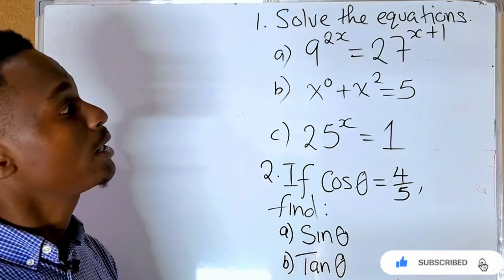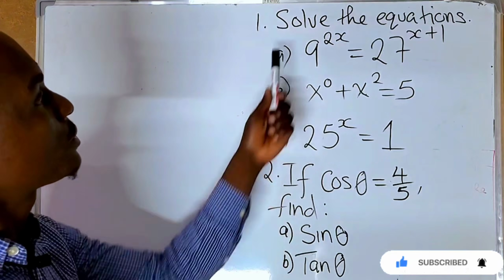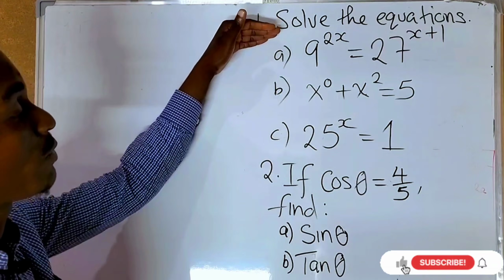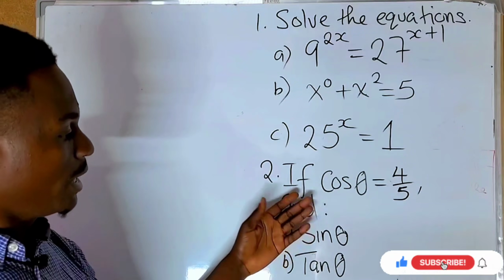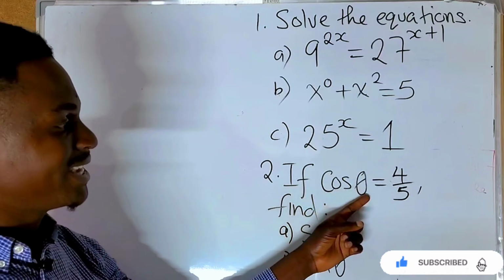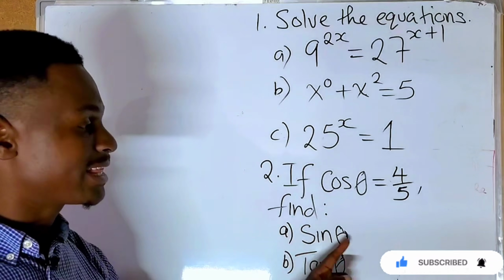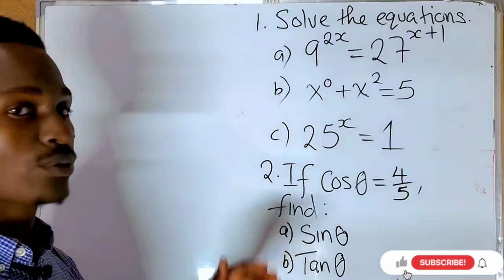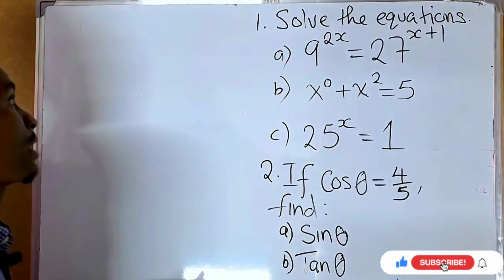Quickly, let's answer these questions. So the first question is saying, solve the equations. Under this question 1, we have 3 equations. Then question 2, we are given this question saying, if cos theta is 4/5, find a) sine theta, b) tan theta. All right, so without wasting much of the time, let's answer these questions together.